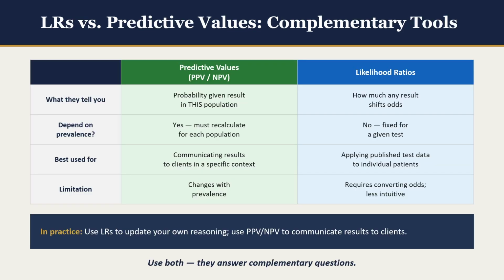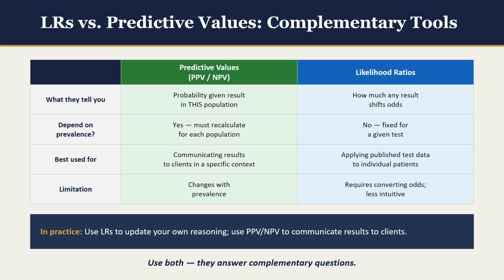At this point, you've now learned four test metrics: sensitivity, specificity, PPV and NPV, and likelihood ratios. A natural question is, which one do I use? The answer is they're complementary, not competing. Predictive values, PPV and NPV, are the most intuitive for communicating results to clients because they directly answer the question, Doc, does my animal have it?